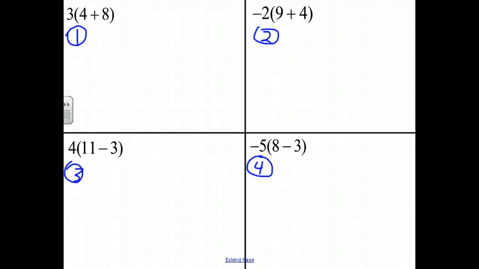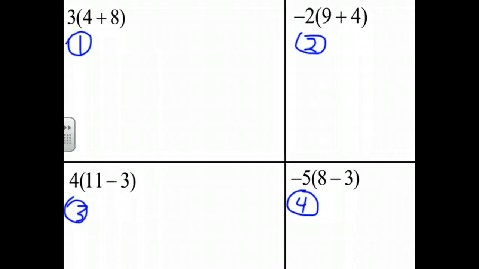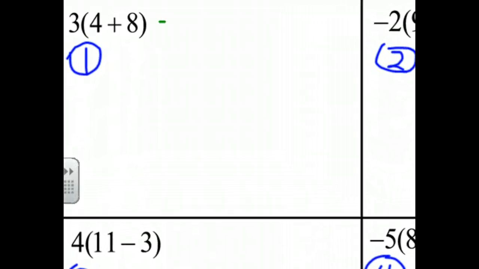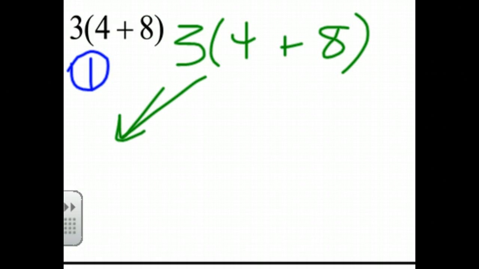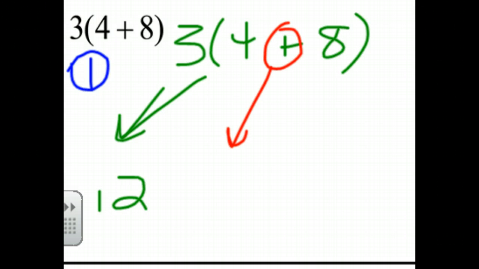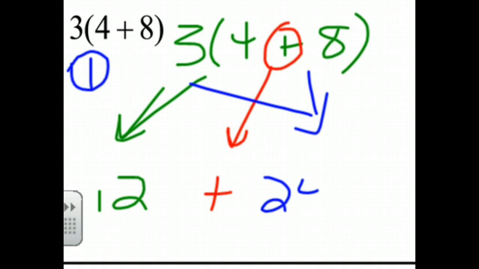Well, number 1 is our basic example of a distributive property that we saw before. In this case, our 3 is on the outside of a parentheses, and we can multiply it by the 2 inside numbers individually. 3 times 4 is equal to 12. We keep the sign in the middle. And 3 times 8 is equal to 24.